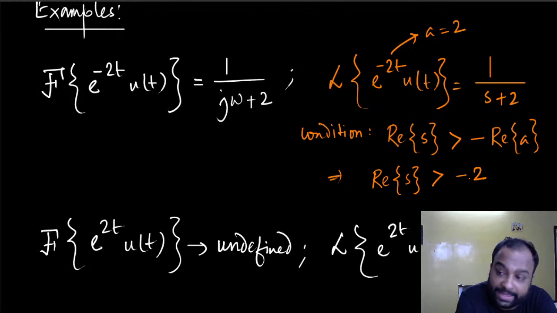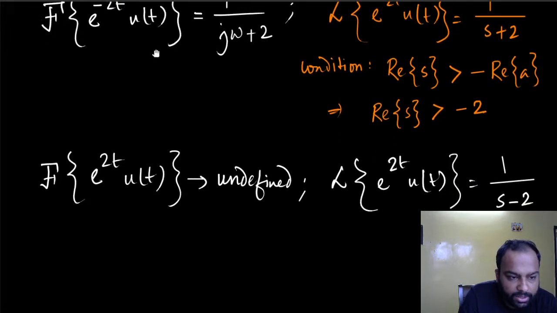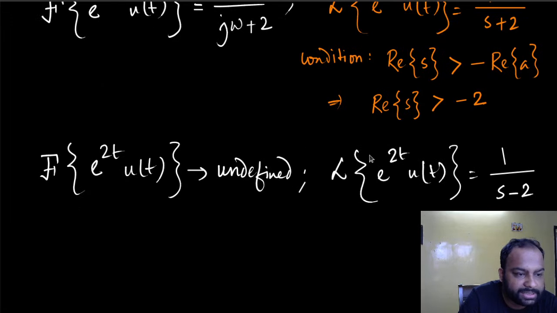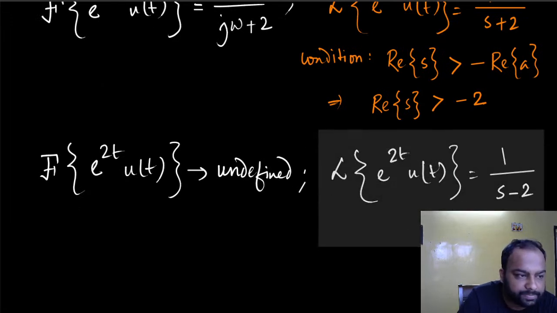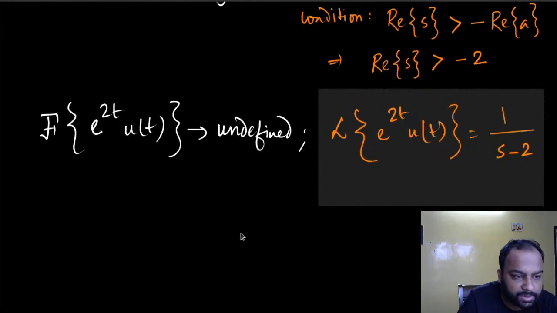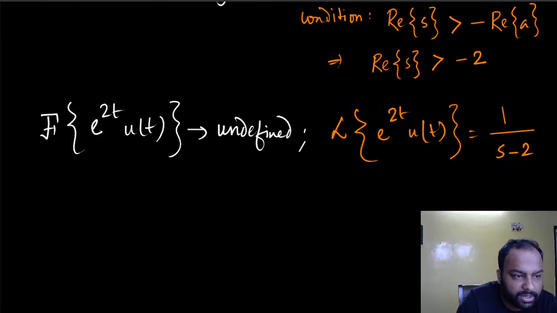So sigma should be greater than minus 2. Look very carefully. Sigma should be greater than minus 2. Unless you choose sigma to be greater than minus 2, this Laplace transform won't converge. Similarly, this Laplace transform won't converge. You can check the condition.